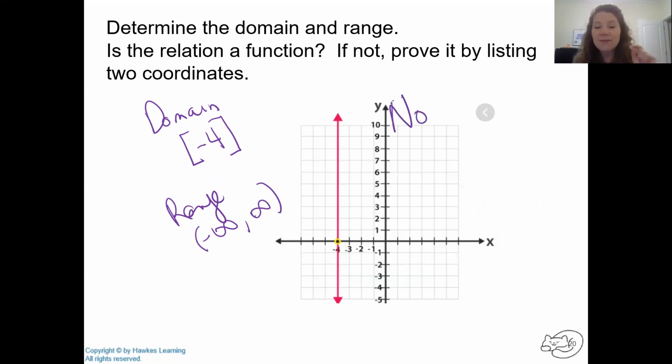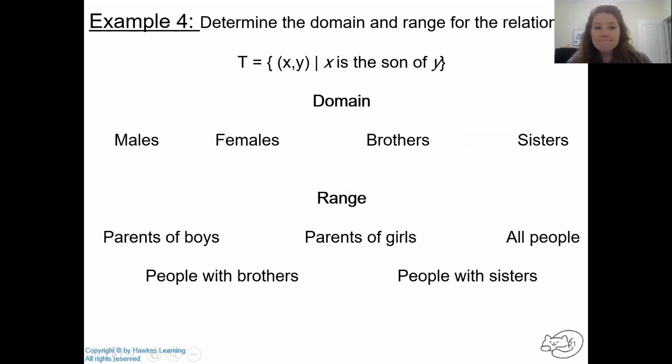Vertical lines are not functions. And then you have to prove that it's not a function by any two points on this. It doesn't matter what you choose. So probably I would pick the x-intercept. I think I said y earlier. Sorry about that. So our x-intercept is (-4, 0), and then any other point on the whole line, it doesn't even matter, right? So that proves it's not a function because we can see the x values repeat.